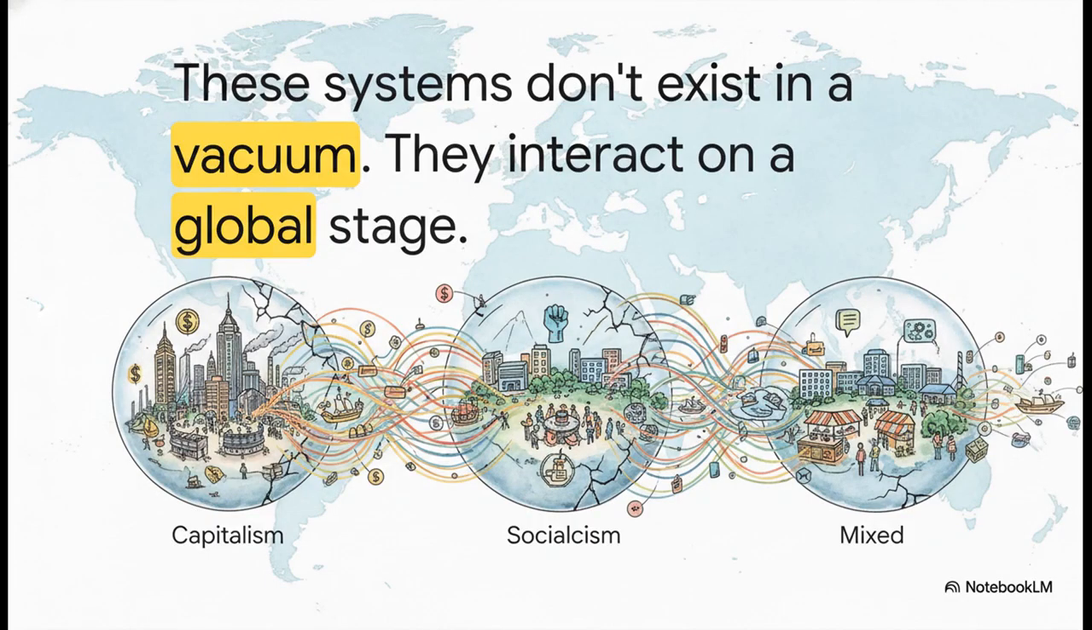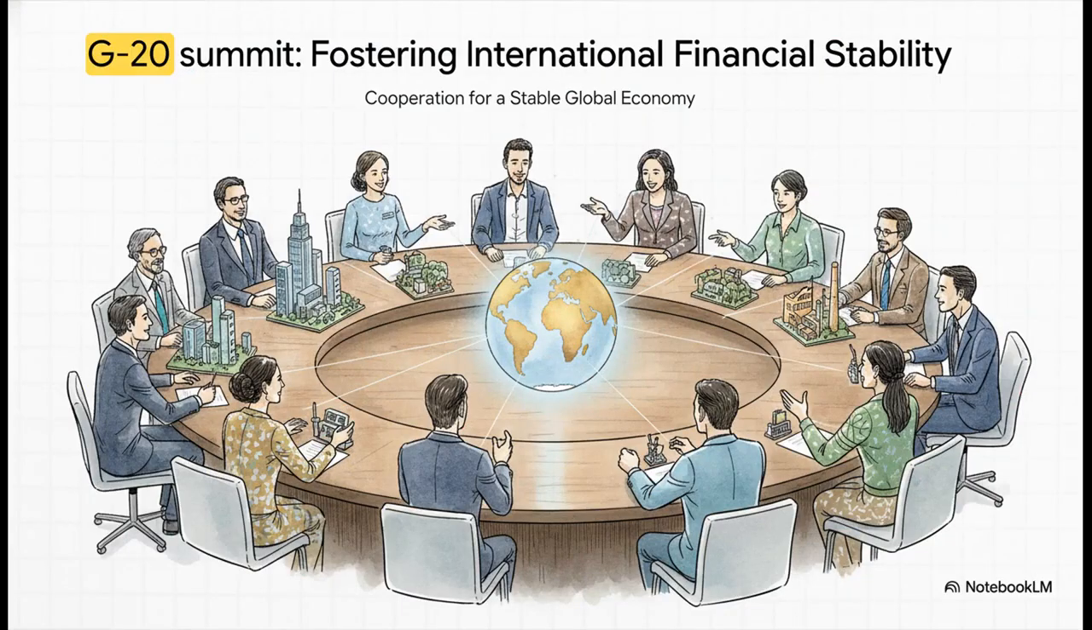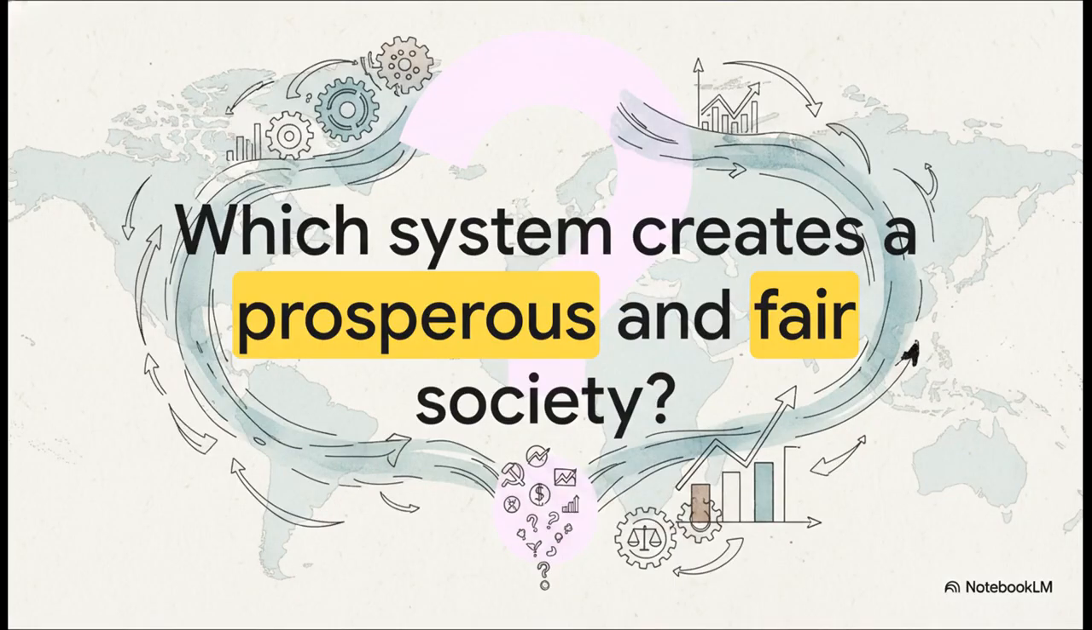But of course, none of these systems exist in a bubble. They all interact on the world stage. Groups like the G20 bring all these economies together to work on global financial stability. So which system is best? That's the big question. And honestly, the answer is always evolving.